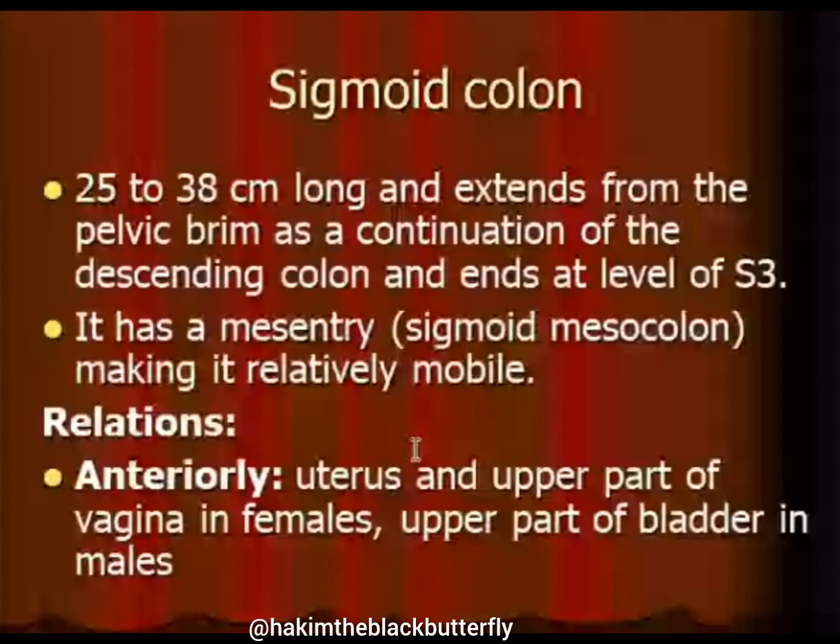Anterior to it, you have these structures, the uterus and the upper part of the vagina. Then the urinary bladder, these are anterior to it. Thus, the urinary bladder is anterior to it in males. This is very important. The uterus and upper half of the vagina are anterior to it in females. The urinary bladder is anterior to it in males. Very important, and I usually use this for my multiple choice questions if you forget. Anterior relations of the sigmoid colon in males, urinary bladder upper part. Anterior relations of the sigmoid colon in females, uterus and upper part of the vagina.